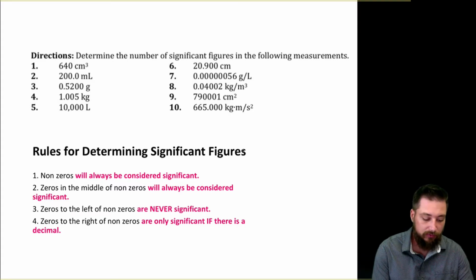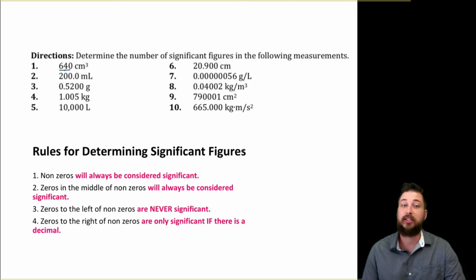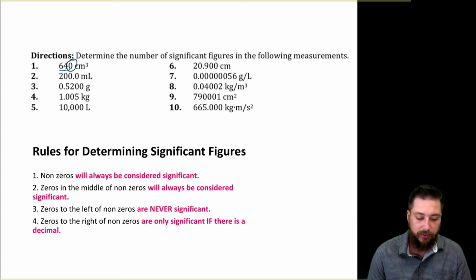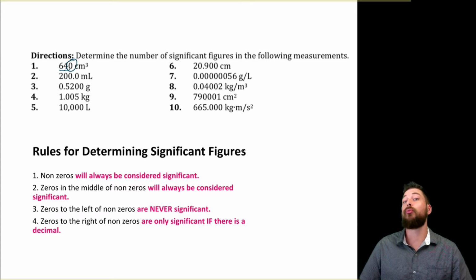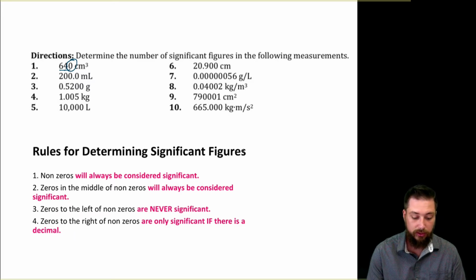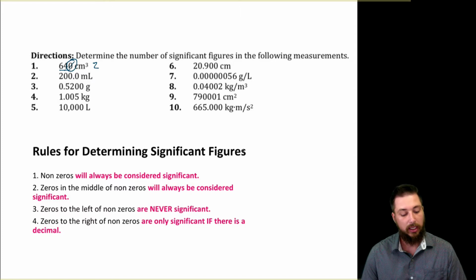You can see that we've got the 6 and the 4 are both significant figures because they're non-zeros. But this 0 right here is a 0 that is to the right of non-zeros. And so since it's to the right of non-zeros, it's only significant if there is a decimal. There is no decimal, so this only has 2 significant figures because that 0 is not significant.